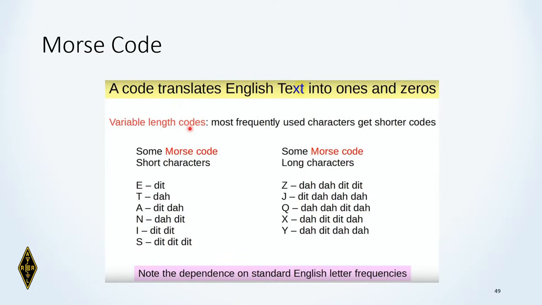So a little bit more on Morse code. Note the dependence on standard English letter frequencies. I kind of explained that. And the concept of variable length codes, most frequently used characters get shorter codes.